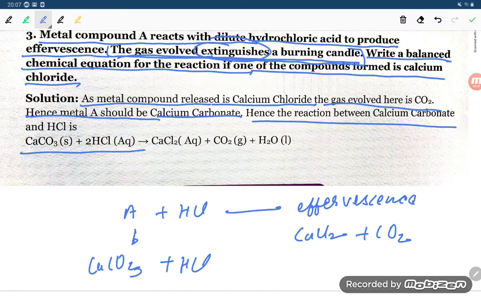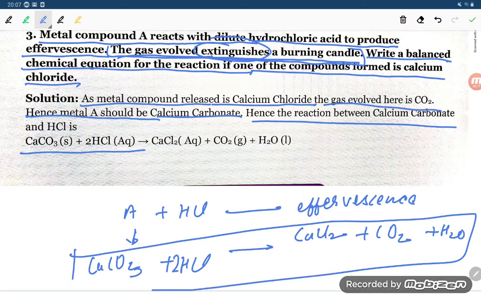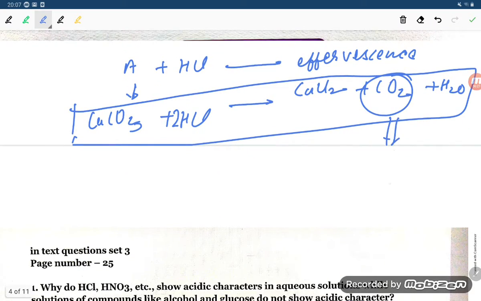So it will give calcium chloride plus carbon dioxide plus water. CaCO3 plus 2HCl gives CaCl2 plus CO2 plus H2O. So this will be our correct answer, students. This gas is used as an extinguisher: the gas evolved extinguishes a burning candle. So the carbon dioxide, if the candle is burning, will extinguish the burning candle.